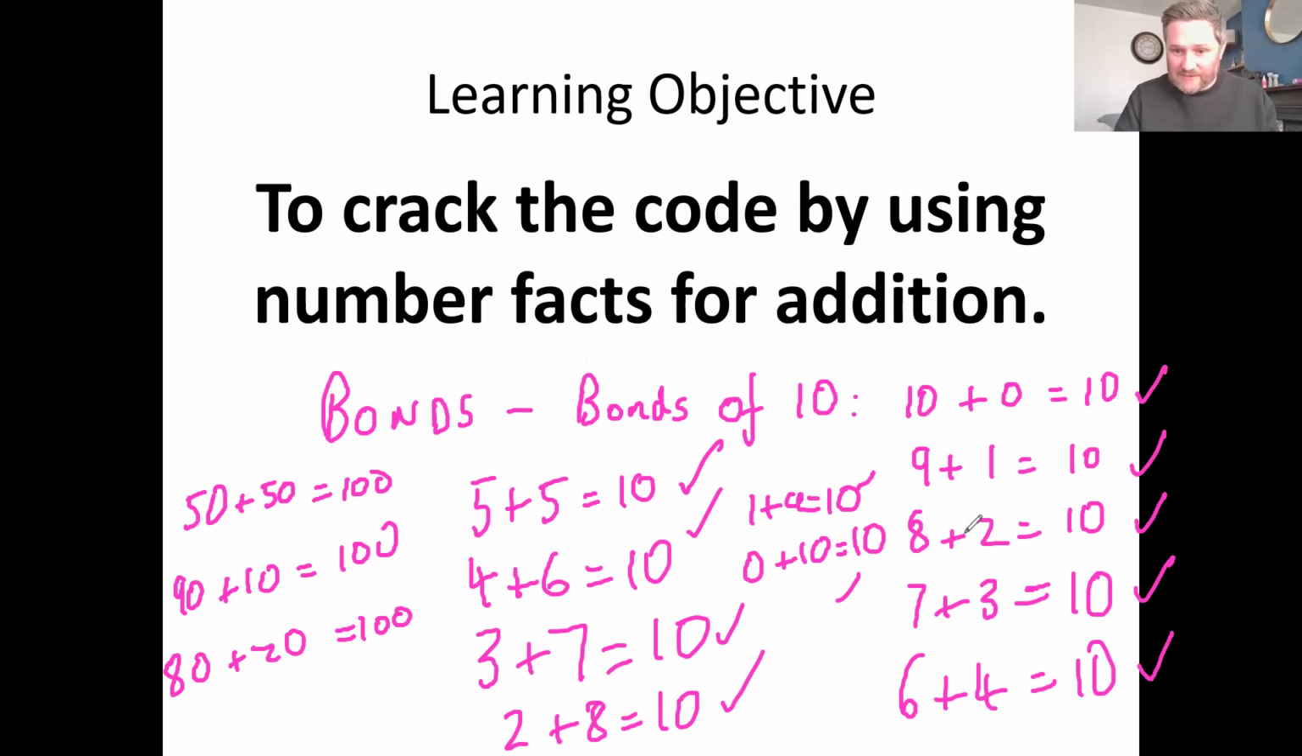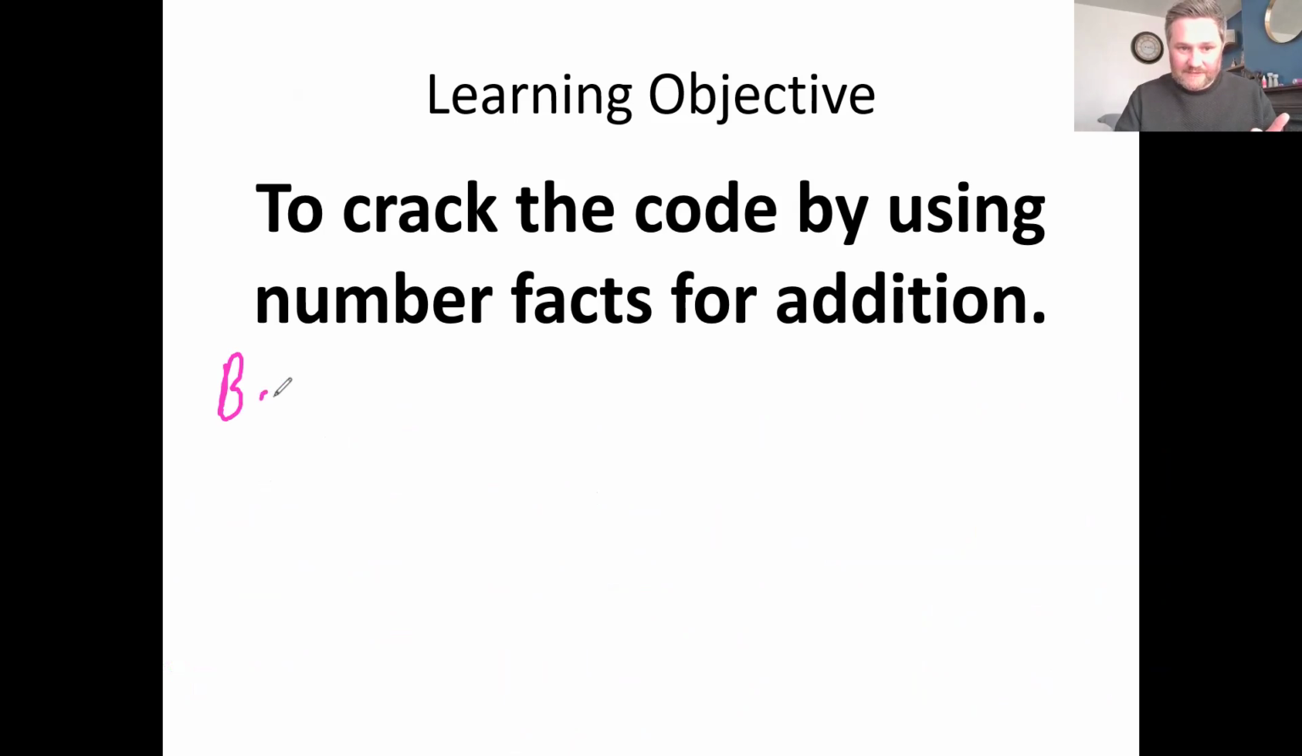It can also become bonds of 20. So 18 add 2 can be 20, 17 add 3 can be 20, 16 add 4 can be 20. Okay, so knowing number facts is going to be really important. So using bonds is going to be something that we're going to use today.